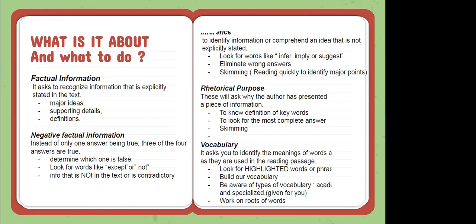For this, you have to look for the major ideas, supporting details, and definitions. That's it. Now, what about the negative factual information? Well, in this kind of question, you will have to find the option that is not correct, okay? You will have 4 options from which you will have to choose the one that is not true or that is not correct, okay, guys? Girls, sorry. So for this, you have to determine which one is false.